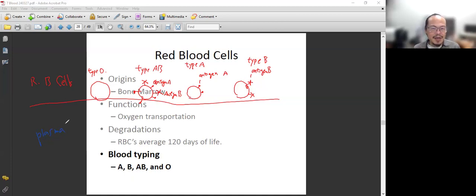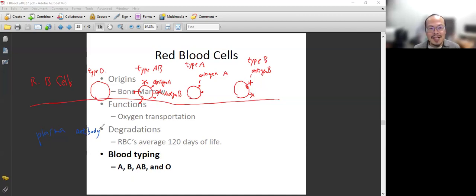Okay, in the plasma, you have something called antibody. Antibodies are produced from the B cells, and this is part of our immune system. So they recognize the foreigners.